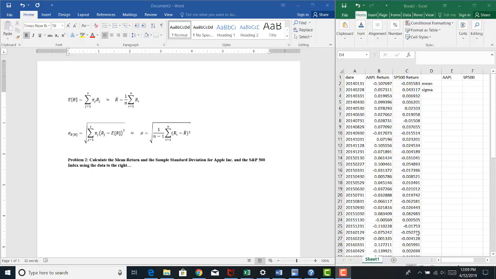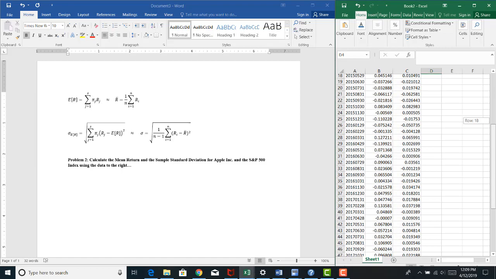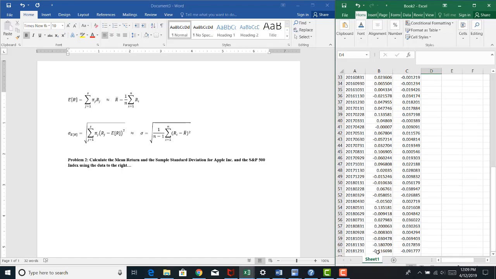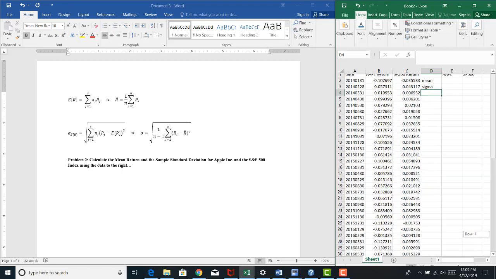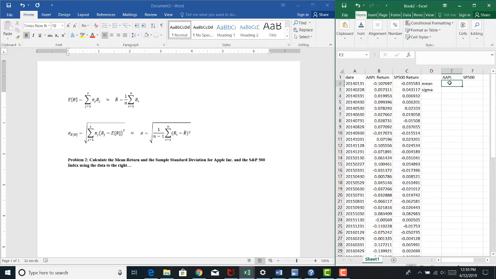All right, we're back. We're working on a second problem. In this problem, you'll see we're going to calculate the mean return and the sample standard deviation for Apple and for the S&P 500 using the data to the right. What I've done is I've grabbed historical monthly data from January 2014 all the way to December 2018. So I have 60 months of data for both Apple and for the S&P 500. And the objective is to calculate the mean and the sample standard deviation.